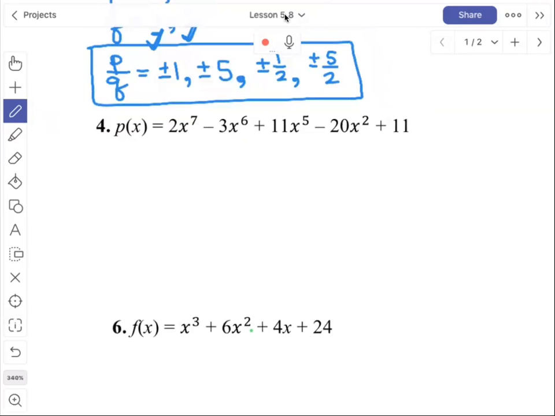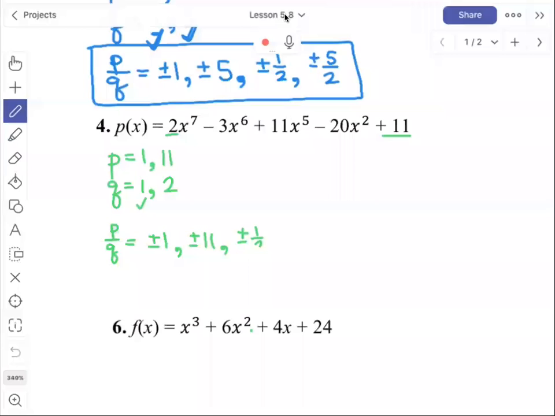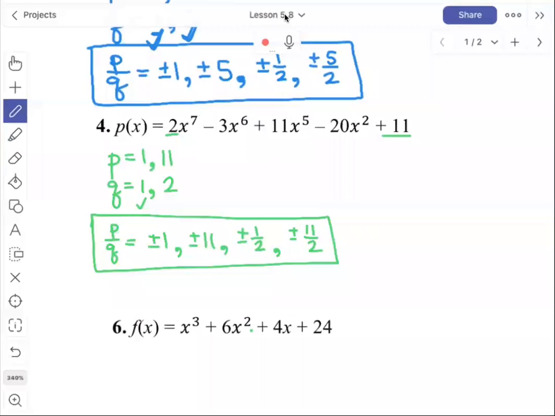Perfect. And then you divide all the P's by the Q's, and you go down the list. So you have 1 by 1, so that's plus or minus 1. So P over Q: plus or minus 1, and then plus or minus 11, and then plus or minus 1/2 because you divide by 2 now, and then plus or minus 11 over 2. Perfect. Nice. Great job, Gio. Nailed it. Awesome. 100%.